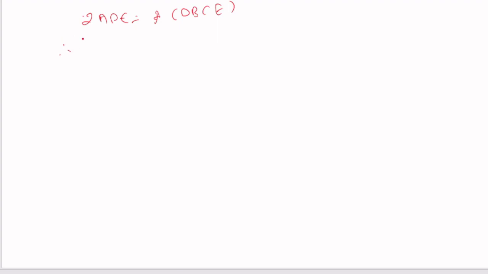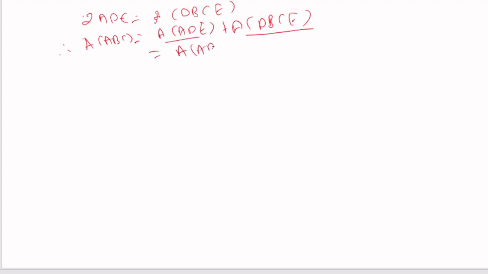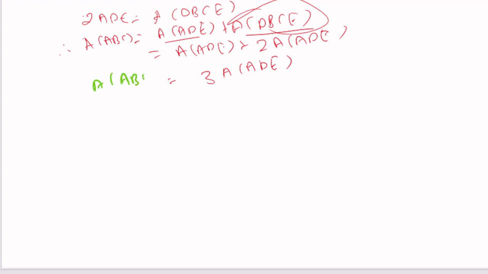But we know that what? Area of triangle ABC is equal to area of triangle ADE plus area of DBCE, right? But DBCE is what? Twice of ADE. So in place of this, I'll write 2 of area ADE. So I can write here 3 area of ADE. So simply we got another relationship: triangle ABC area is equal to thrice of triangle ADE.